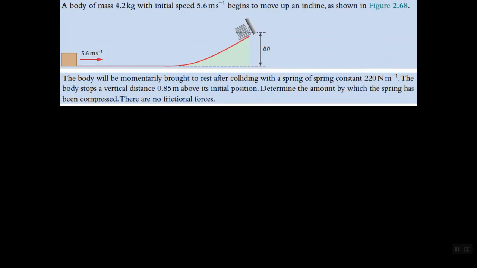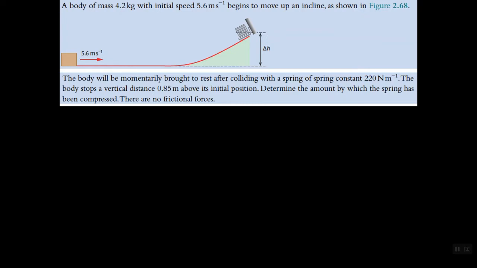Now we're gonna start our work, energy, and power revision. Question number 1. A body of mass 4.2 kg with initial speed 5.6 meter per second begins to move up an incline as shown. This body will be momentarily brought to rest after colliding with a spring constant 220 Newton per meter. The body stops a vertical distance of 0.85 meter above its initial position. Determine the amount by which the spring has been compressed.